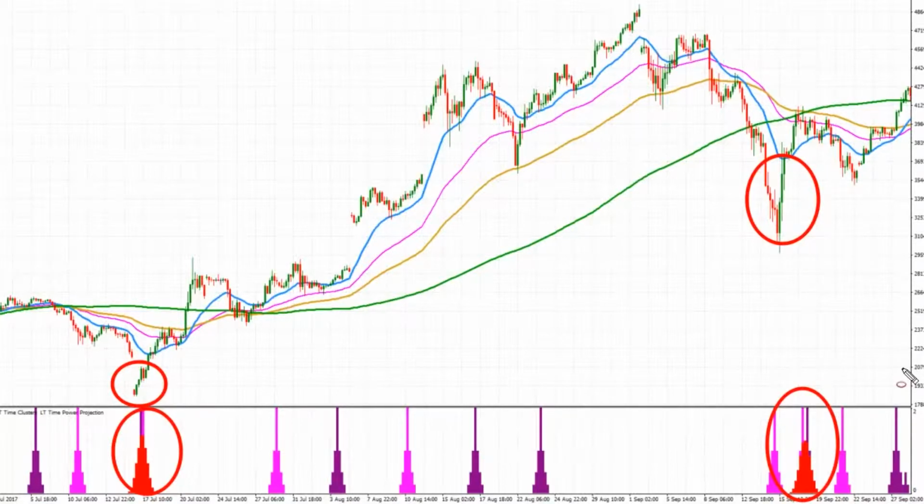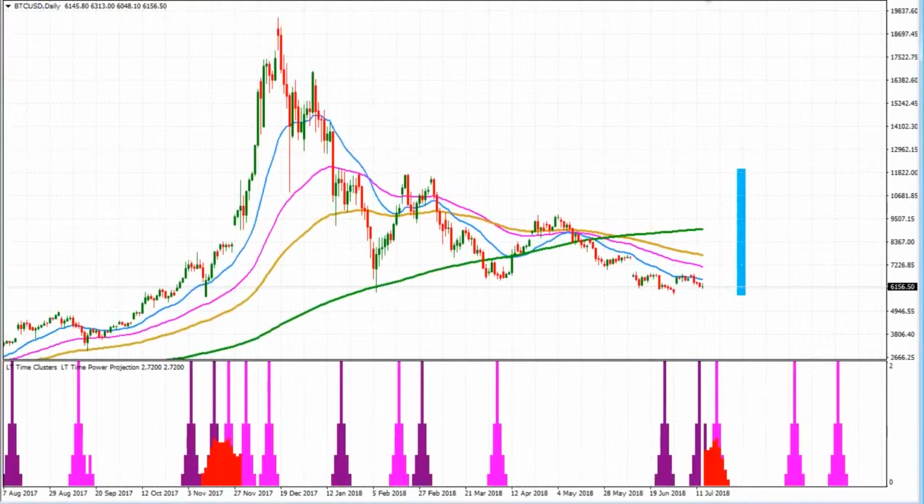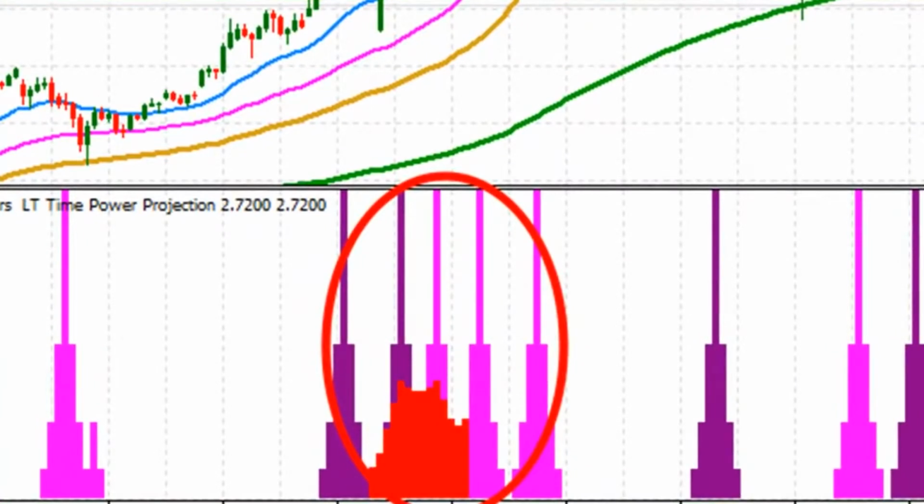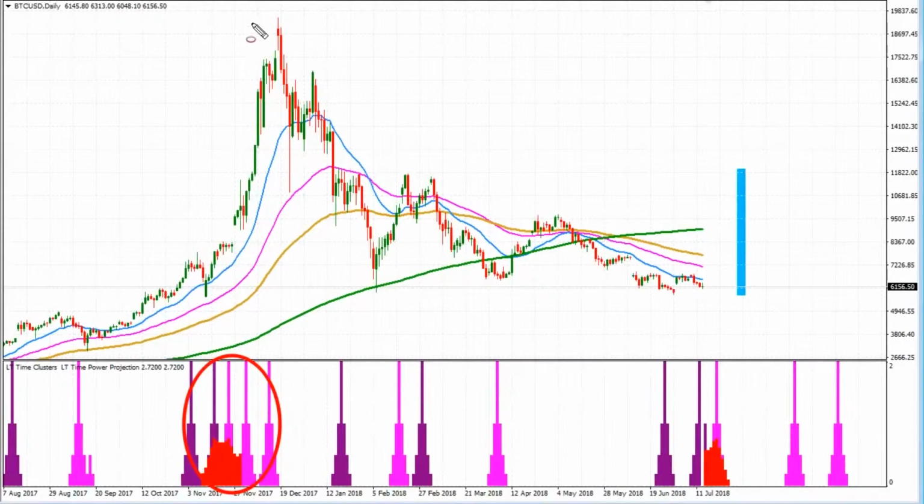Again, sometimes the parameters of the date ranges can be off by about a week or so. Let me show you this. This is Bitcoin back. Take a look at this. You'll see right down here a clustering effect, and by the way, that is exactly what creates this red power projection. When you see a clustering effect of time relationships coming together, that is what produces the red time power projection. And notice that happened just a couple of weeks before this major top formed in Bitcoin.